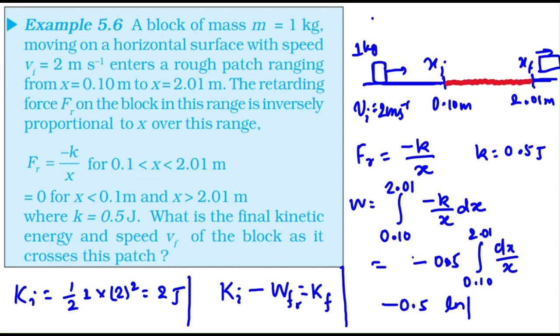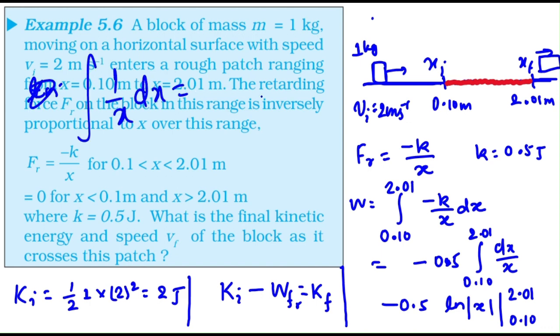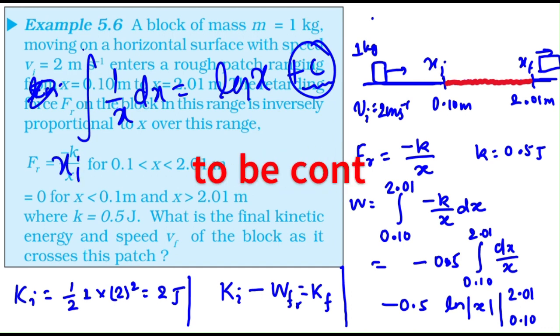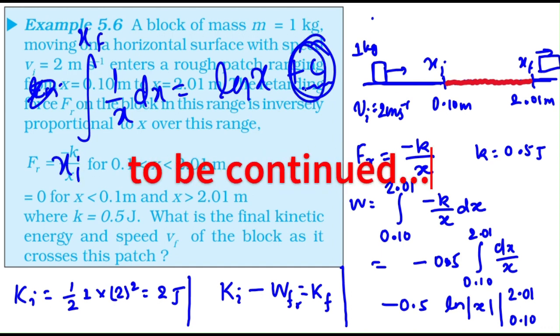So what we are going to get here is ln, and the integration of 1 by x dx is ln x. So ln x, and then we have lower limit 0.10. If you know integration, well and good, and if you don't know, you can check that there is a formula that the integration of 1 by x dx will be ln x, and of course there is some constant here, but if we take lower limit and upper limit, this constant gets eliminated.